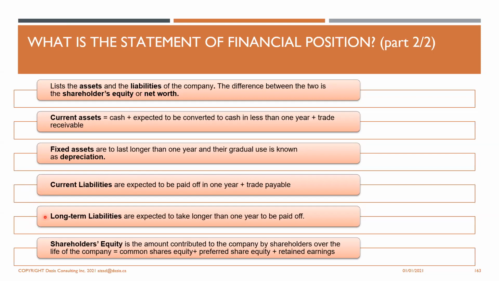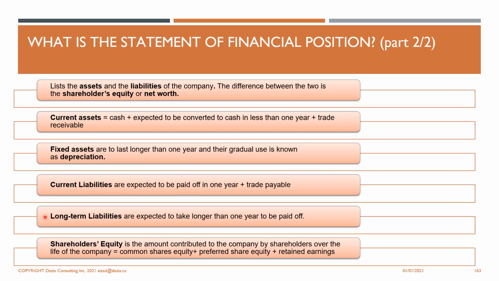Long-term liabilities are like bonds and other items which they have bought and which they have got from a loan from a bank, but they don't need to pay it off this year. They can pay after 2, 3, 5 years. That is a long-term liability for the company.